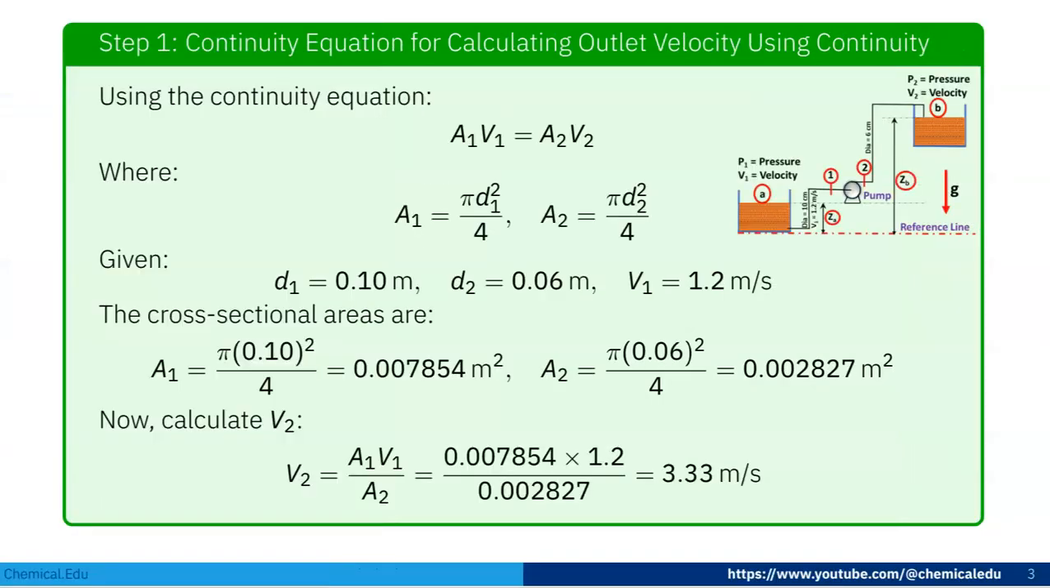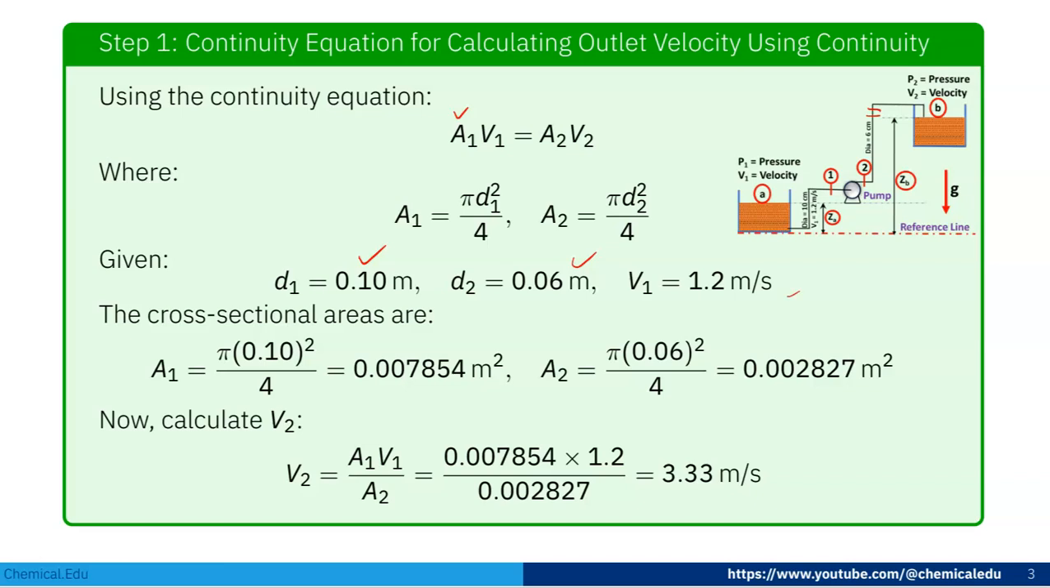Now using the continuity equation, we know that the suction pipe fluid velocity, that is V1, is 1.2 meter per second, but we have to calculate the velocity in the discharge pipeline. So using the continuity equation, A1 V1 is equal to A2 V2. So A1 is pi D1 square by 4, A2 is pi D2 square by 4. So D1 is 0.10 meter, D2 is 0.06 meter. So V1 is 1.2 meters per second.